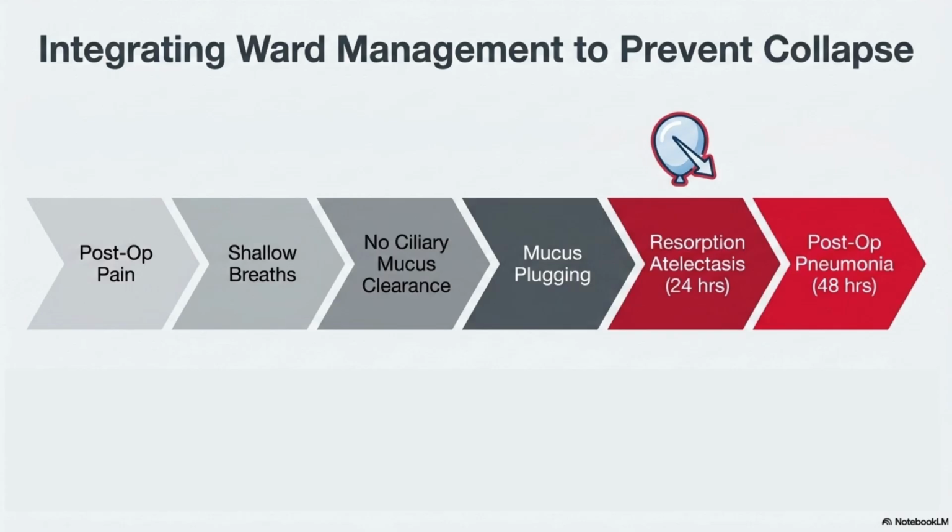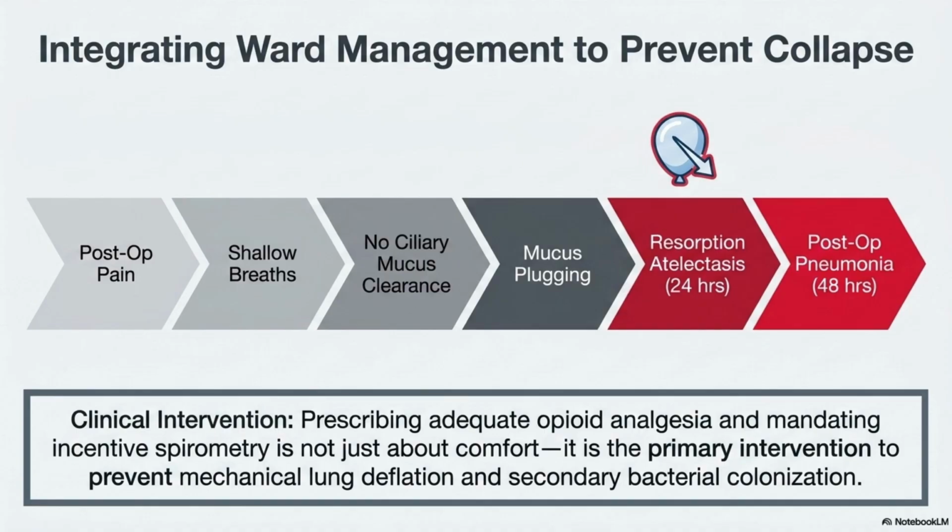Let's bring this back to the hospital by integrating ward management to prevent collapse. Notice this exact sequence. Post-op pain leads to shallow breaths. This results in no ciliary mucus clearance, which causes mucus plugging. This leads to resorption atelectasis at 24 hours and ultimately post-op pneumonia at 48 hours. Our clinical intervention: prescribing adequate opioid analgesia and mandating incentive spirometry is not just about comfort. It is the primary intervention to prevent mechanical lung deflation and secondary bacterial colonization.